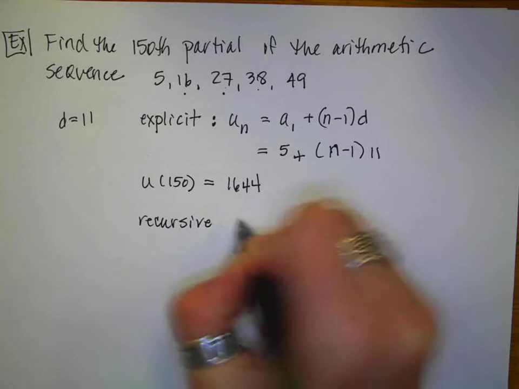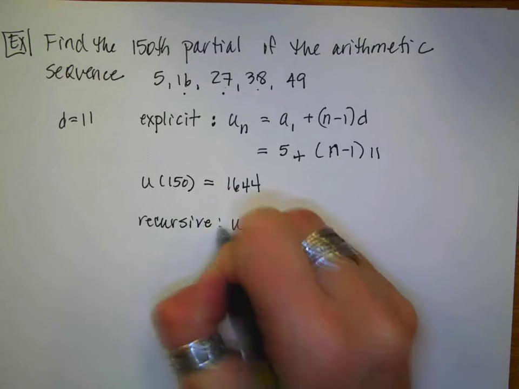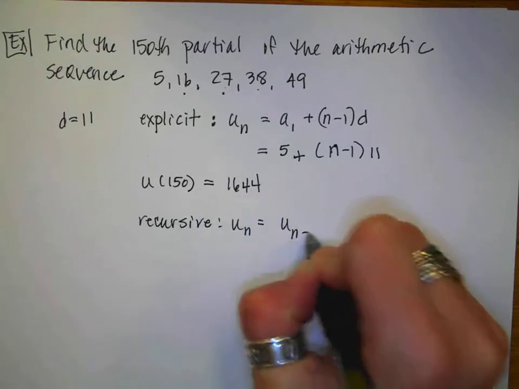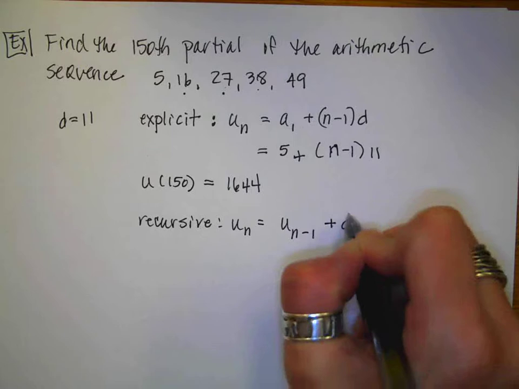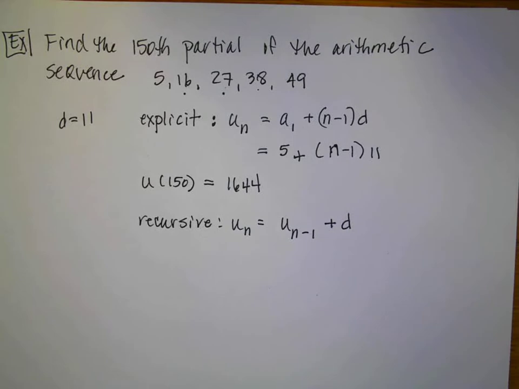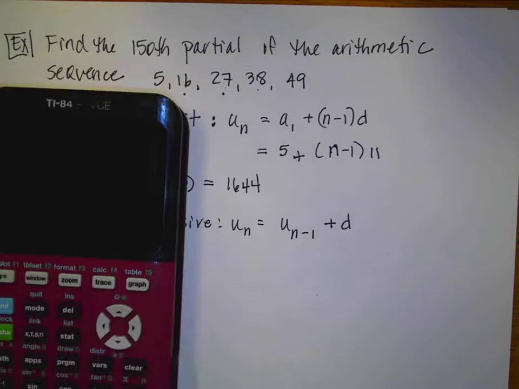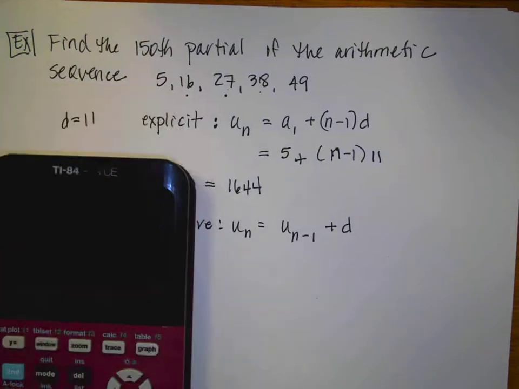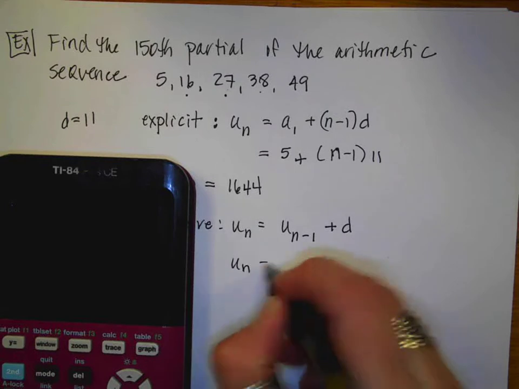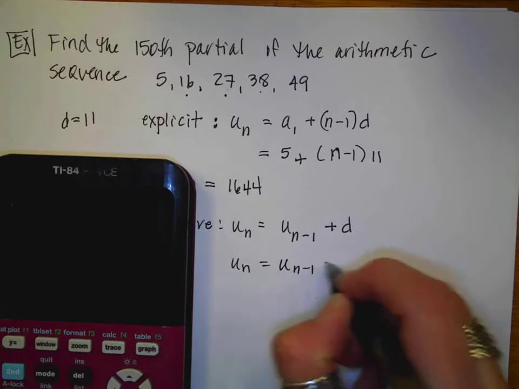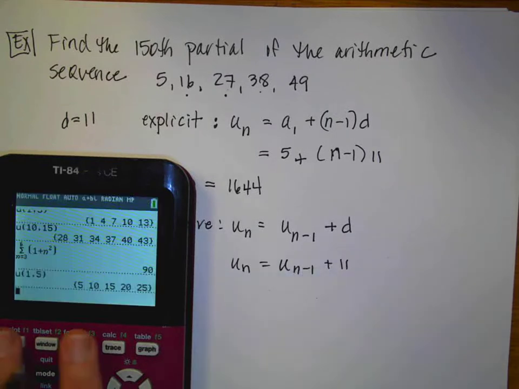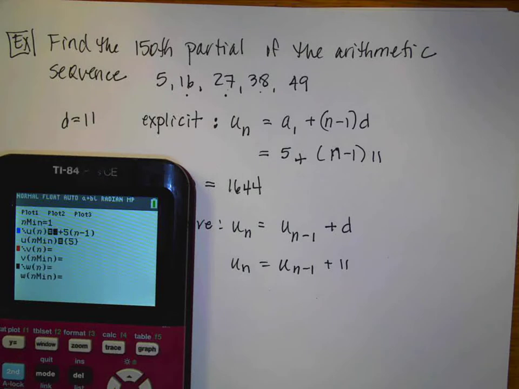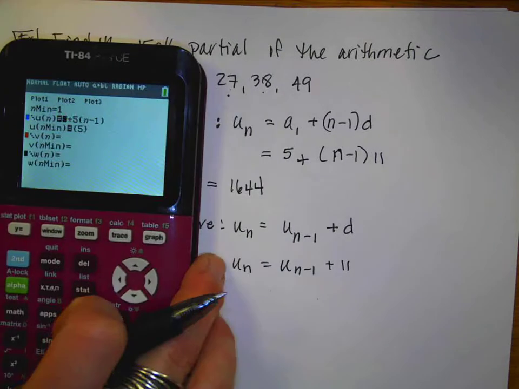Okay? Let me show you how to enter the recursive. So the recursive formula says that U sub n is equal to the previous term plus the common difference. Okay? So if I want to enter that in my calculator instead, because I do know everything, I would write U sub n is the previous term plus 11.